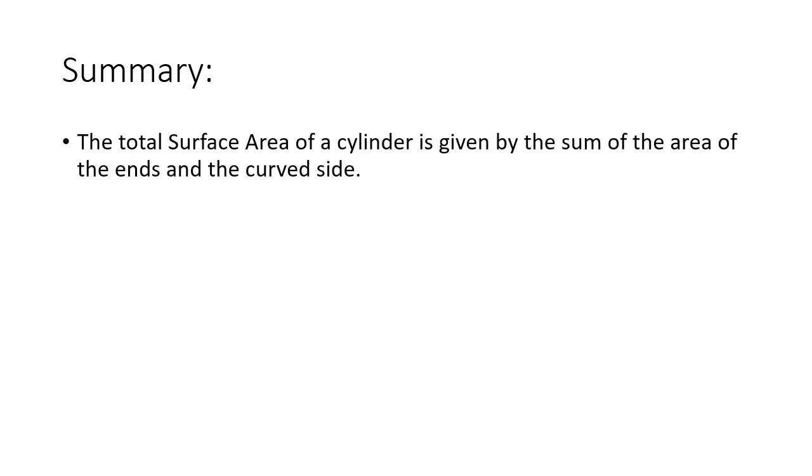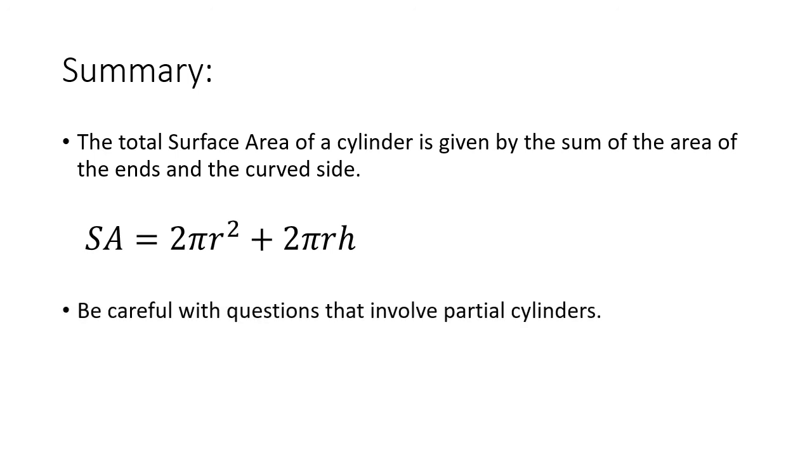Okay, so in summary, what we need to think about is that the total surface area is given by the sum of the area of the ends and the curved side, given by this formula here. So surface area is 2 pi r squared, which is the ends, plus 2 pi r h, which is the curved side. Remember that you might get asked questions like the one I just worked through, which are about partial cylinders, where you're only looking at perhaps painting the top or certain sides or something like that.